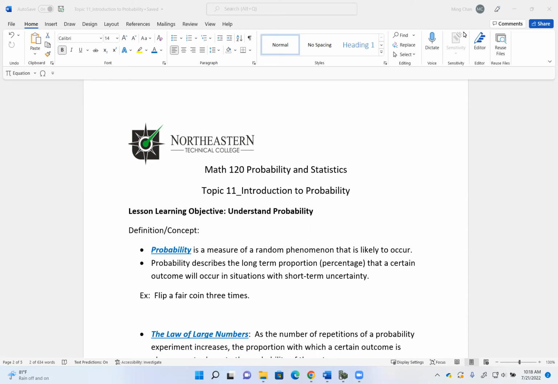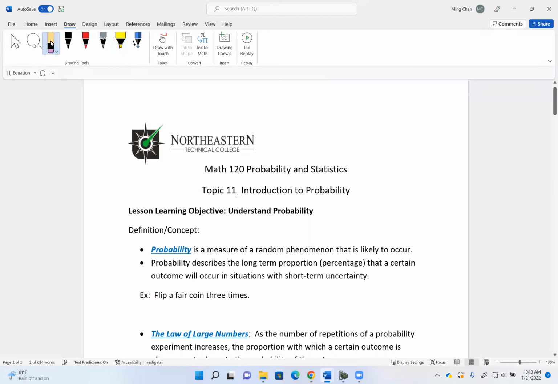So what is a probability? Probability is a measure of a random phenomenon that is likely to occur. So probability describes what we call the long-term proportion or percentage that a certain outcome will occur in a situation with a short-term uncertainty. Think about this: we all know when you flip a coin, it's a 50-50 chance to get a head or a tail. However, that 50-50 chance is actually a long-term percentage.